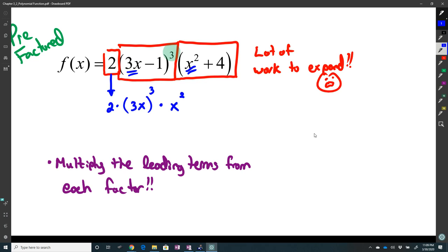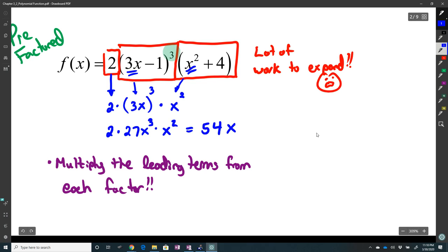And that's it. All I did was multiply the leading term of each factor, keeping in mind the exponent. If the exponent is something that isn't 1, in this case it was a 3, I got to put it there. Here the exponent was 1, so it's just x squared. So I multiply those out. That's just 2 times 3 times 3 times 3 is 27. And that becomes 54x to the 5th.